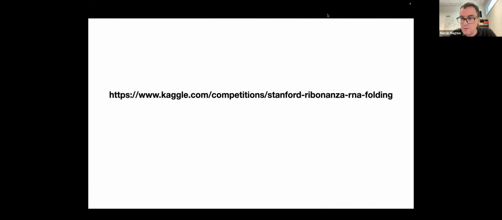What would you say is a good baseline level of performance on the Ribonanza task? At what level of performance would you say a model is useful in real experiments? That's a good question. What's the useful level of performance?